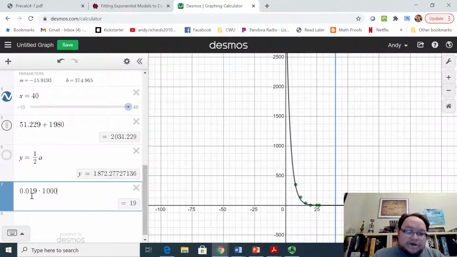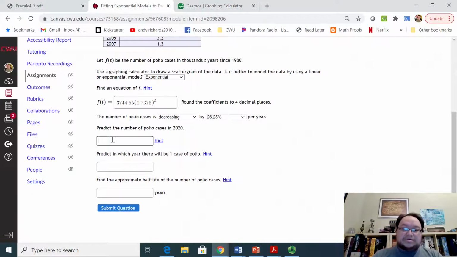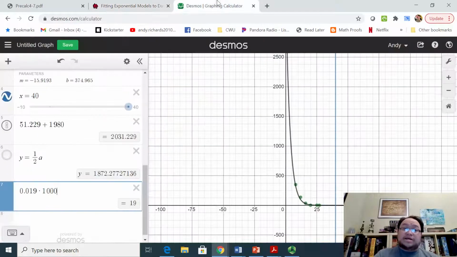We just move the decimal point over 3 places. So in this case, how many cases will there be? We're going to say 19, right? And that's what the little hint is there. So when will there be 1? Well, we're not going to look at 1 for our function because that's going to be 1,000 cases there.